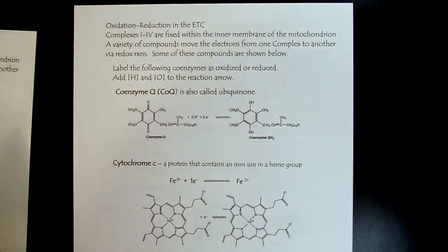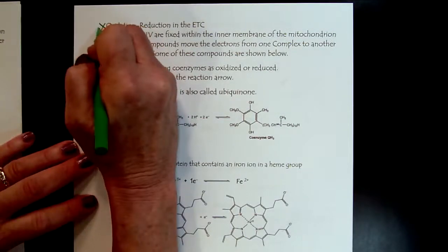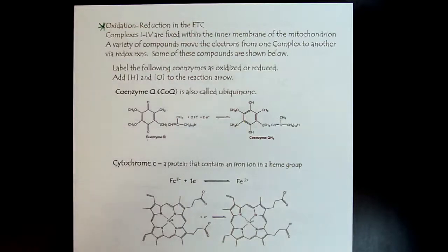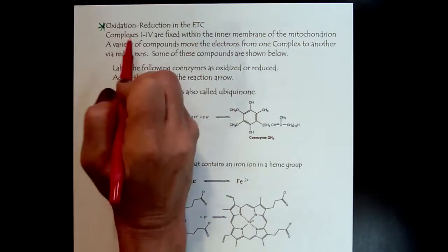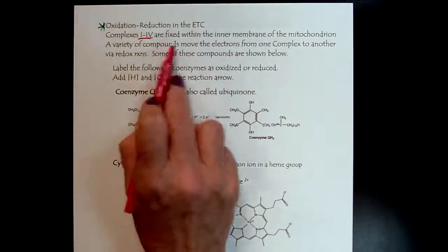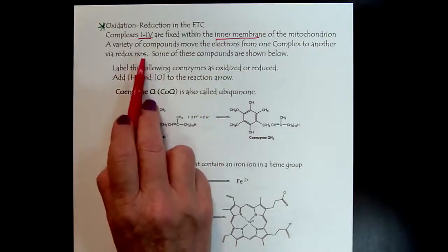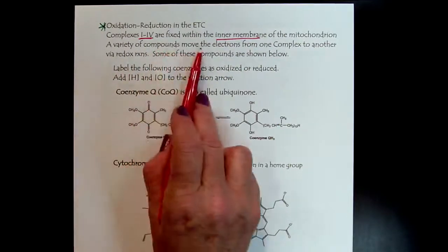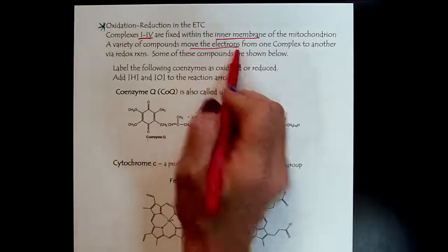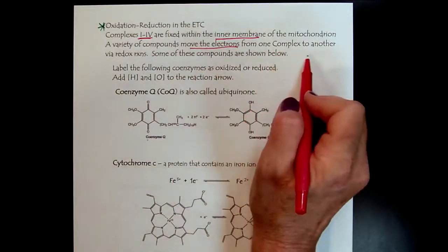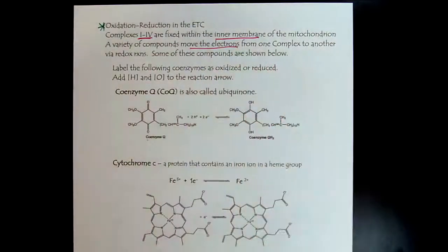I'd like to look a little deeper at the oxidation and reduction reactions of the electron transport chain, right? As we mentioned previously, the complexes are fixed within the inner membrane, and so there are a variety of compounds that actually move the electrons from one complex to another. And so this is a great opportunity to take the oxidation and reduction knowledge that we've learned and apply it to the electron transport chain.